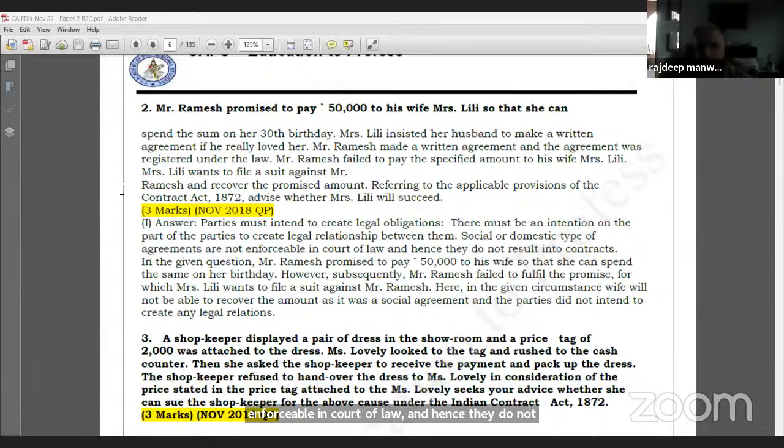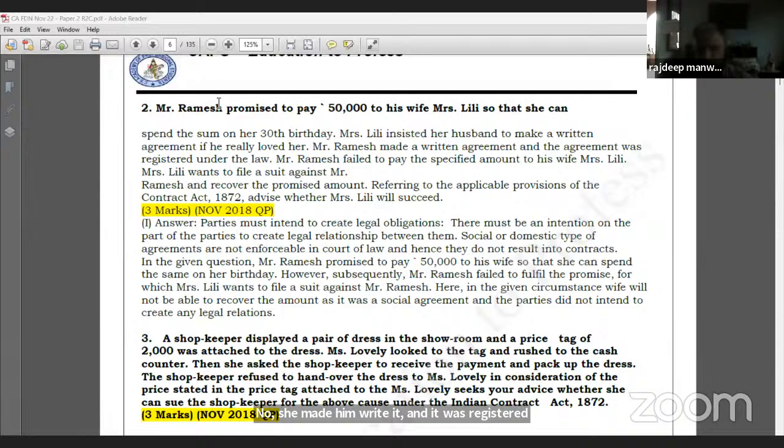Ramesh promised to pay 50,000 to his wife, so that she can spend the same on her birthday. However, subsequently, Mr. Ramesh failed to fulfill the promise, for which Mrs. Lilly wants to file a suit against Mr. Ramesh. Here, in the given circumstance, the wife will not be able to recover the amount. Oh, wrong answer they have given. See, how they're giving a social agreement. It is written, no? She made him write it and it was registered, right?